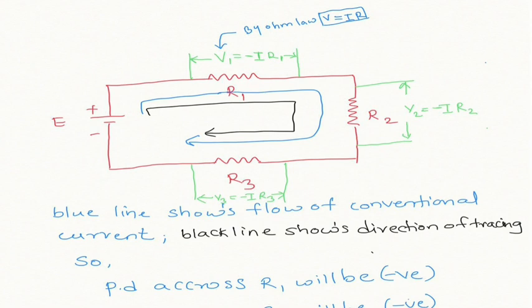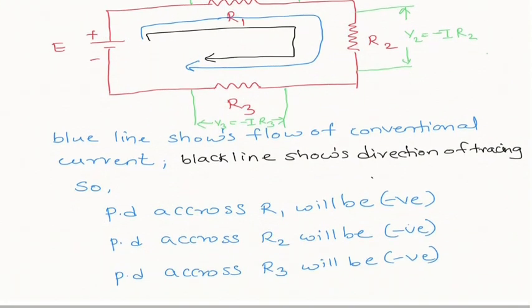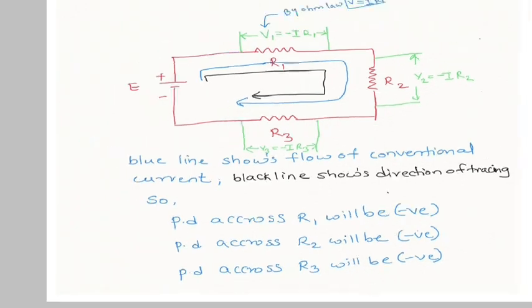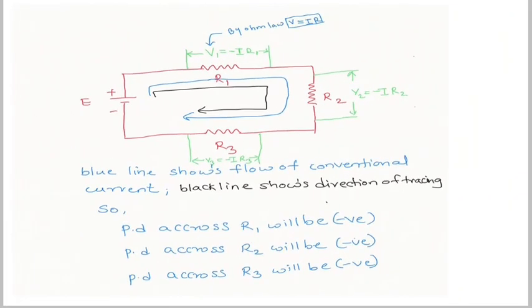So what I want to say is that the blue line shows the flow of conventional current and the black line shows the direction of tracing. If both are in the same direction, then the potential difference across any resistor will be negative. I have written that the potential difference across R1 will be negative, across R2 will be negative, and across R3 will be negative. Okay, I hope V is equal to IR is clear.